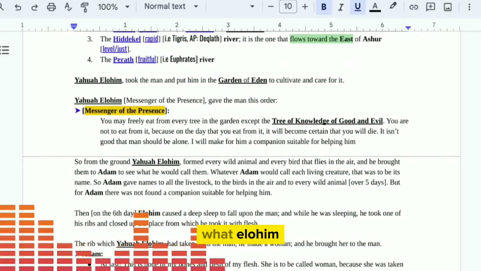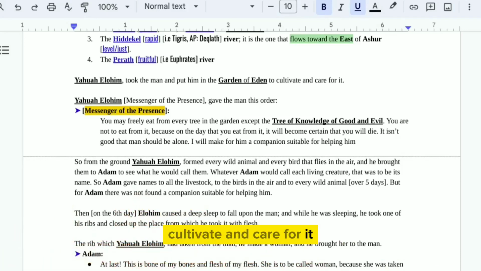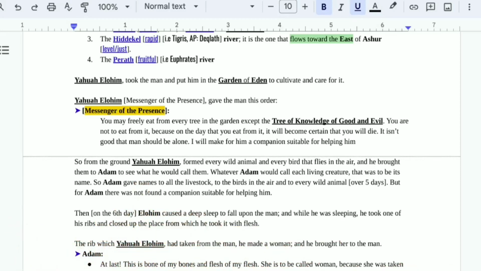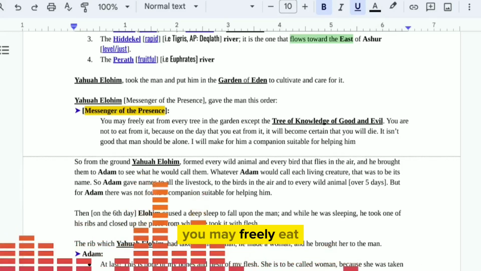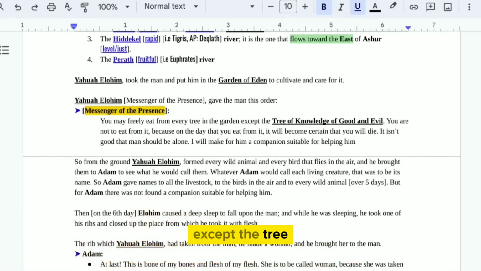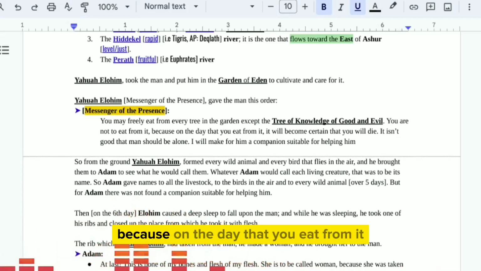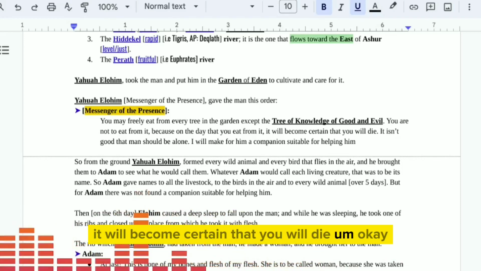Yahuwah Elohim took the man and put him in the Garden of Eden to cultivate and care for it. Yahuwah Elohim, messenger of the presence, gave the man this order: You may freely eat from every tree in the garden except the tree of knowledge of good and evil. You are not to eat from it, because on the day that you eat from it, it will become certain that you will die. Okay.